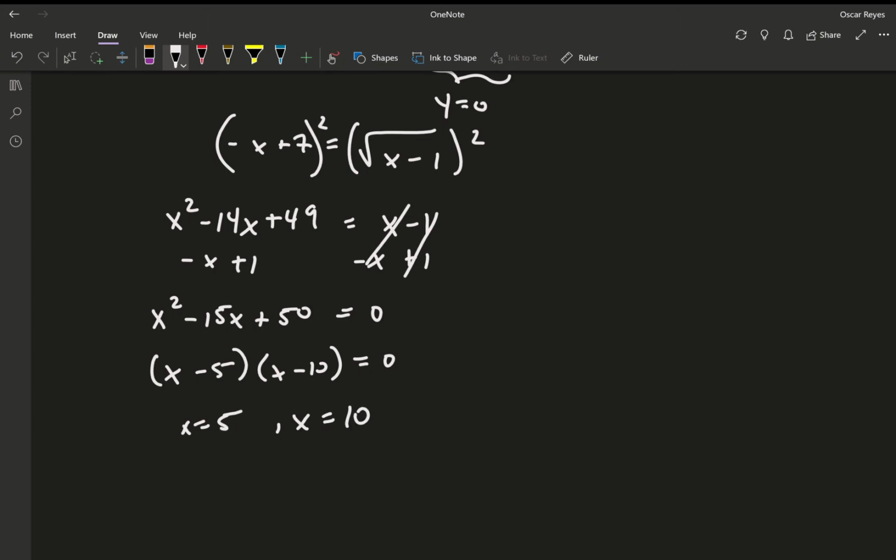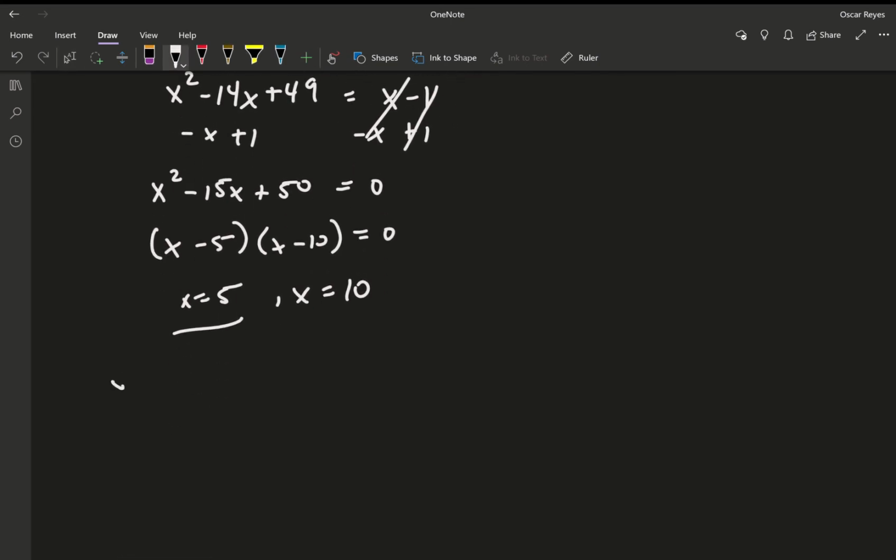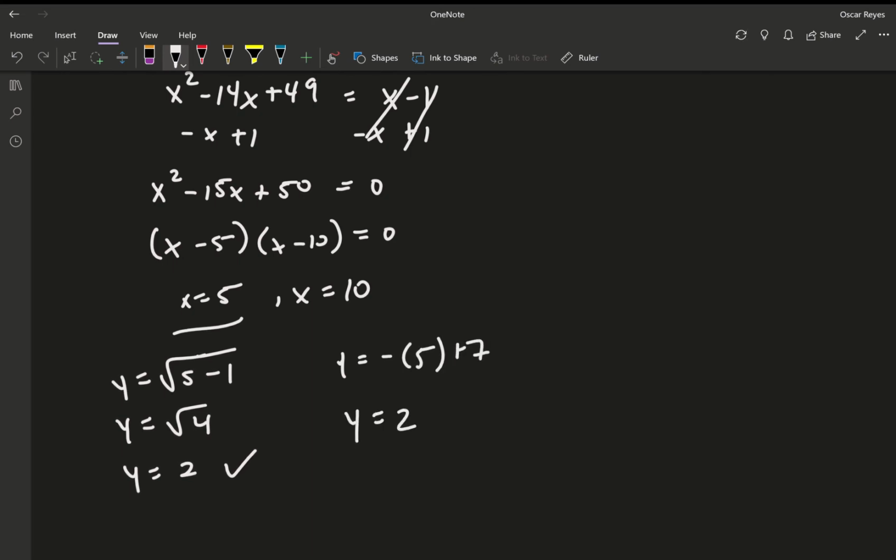But since we squared them, we have to go ahead and check if they fit into our answer. So if we choose x equals 5, we have to go ahead and see if it's true. And we have to plug x equals 5 into both equations. So y equals square root of 5 minus 1, which is y equals square root of 4, y equals 2. And it happens to work. If we plug it into y equals negative 5 plus 7, y equals 2. So they both equal each other.